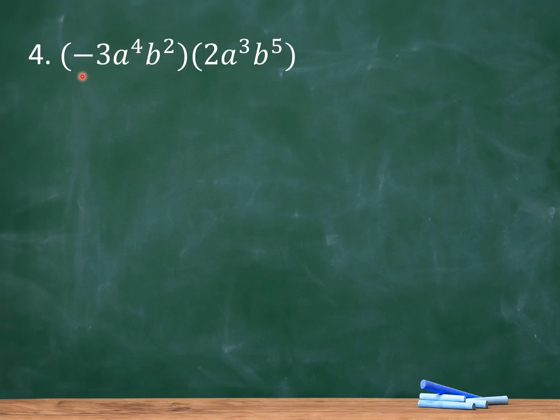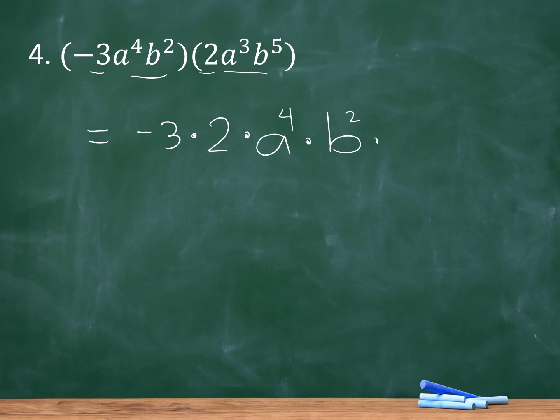Example number 4. Negative 3a to the power of 4 b squared times 2a cubed b to the power of 5. To answer this, we multiply first our numerical coefficients, negative 3 and 2. Let's write it here. Negative 3 times 2, times, we multiply now our variables. So you can think of this as a to the power of 4 times b squared times a to the power of 3 times b to the power of 5.